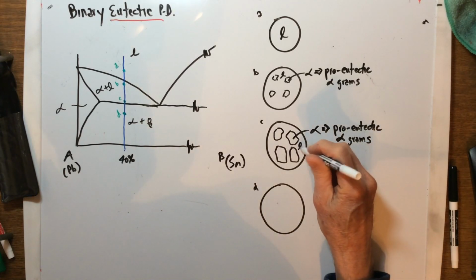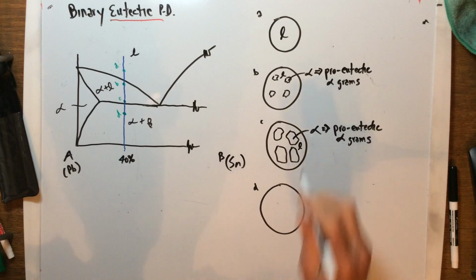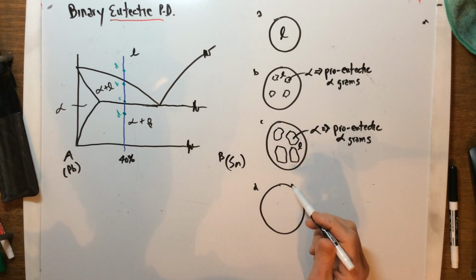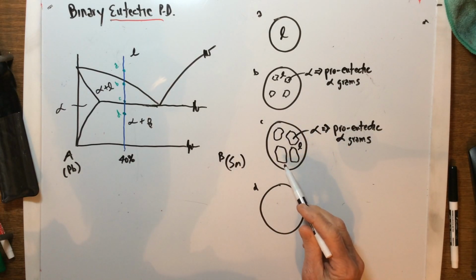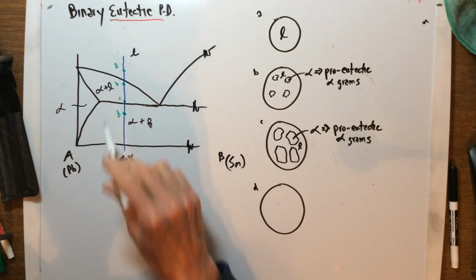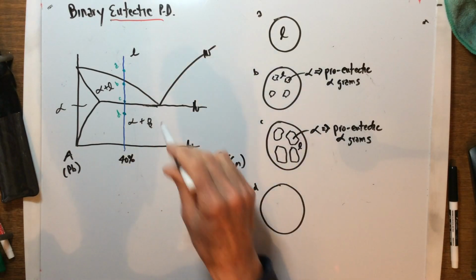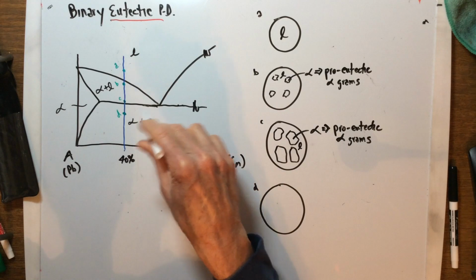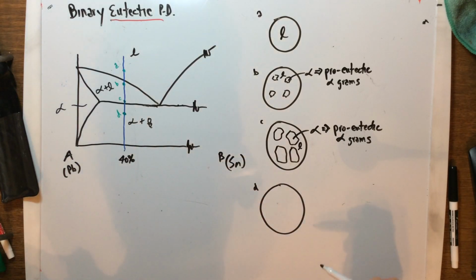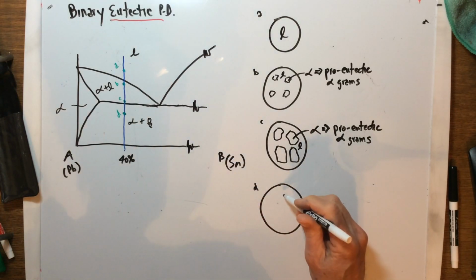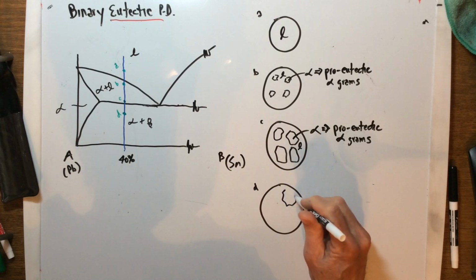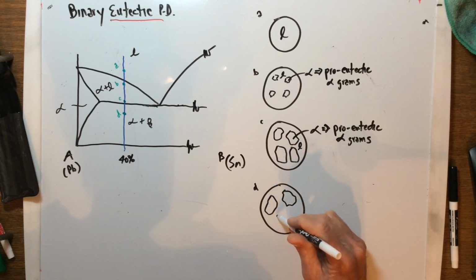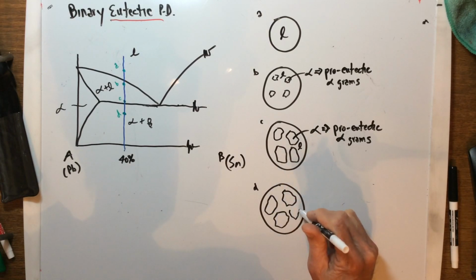And there's a little bit of liquid remaining here. Okay, so this is what takes place. There is no liquid below this line here, this eutectic composition line. So we know that. So these grains, the grains that formed above, will remain intact. All right, they will remain intact.